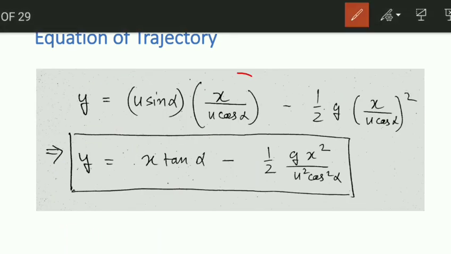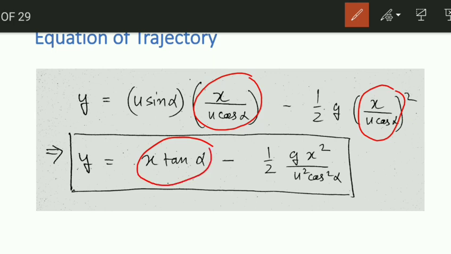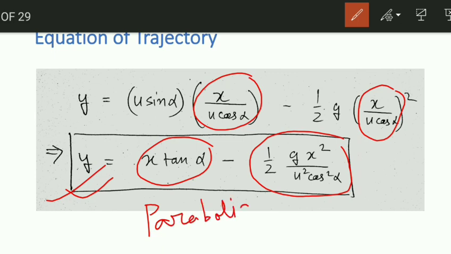So we have put here t is equal to x by u cos alpha, and after solving this we get y is equal to x tan alpha minus half gx squared by u square cos square alpha. This is the equation of trajectory of a projectile, and we can see this is parabolic. How can we conclude that it is parabolic? Because here the power is 1 and the maximum power is 2.